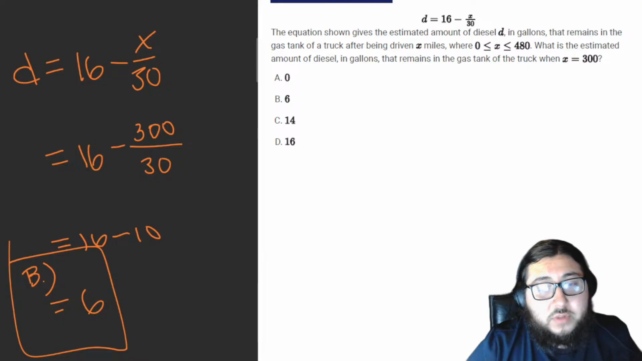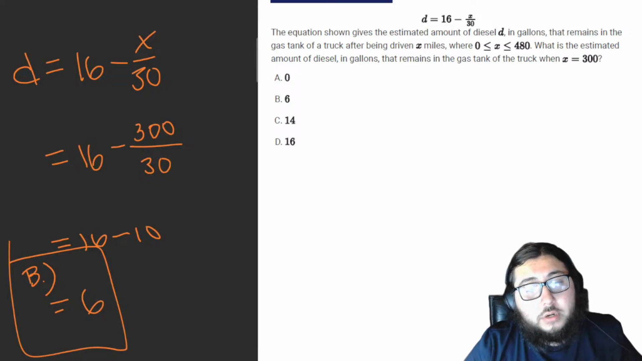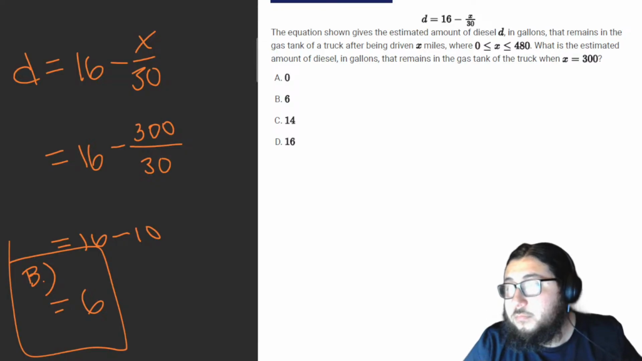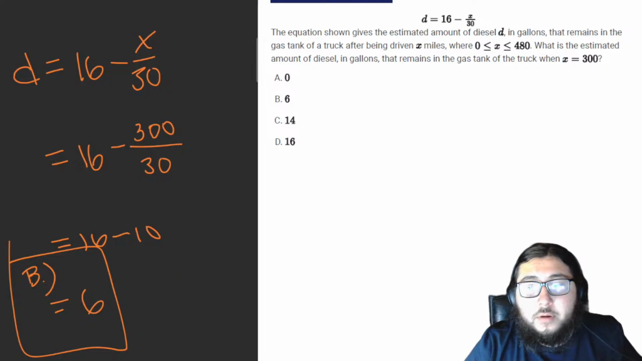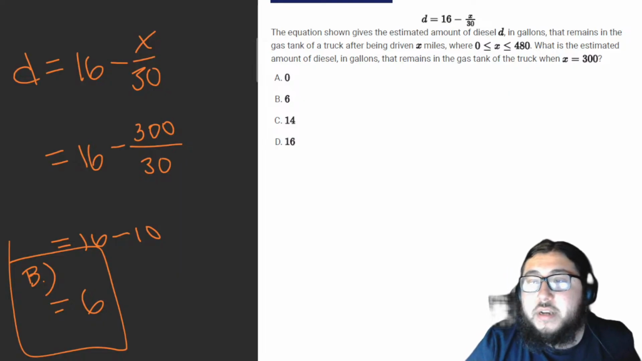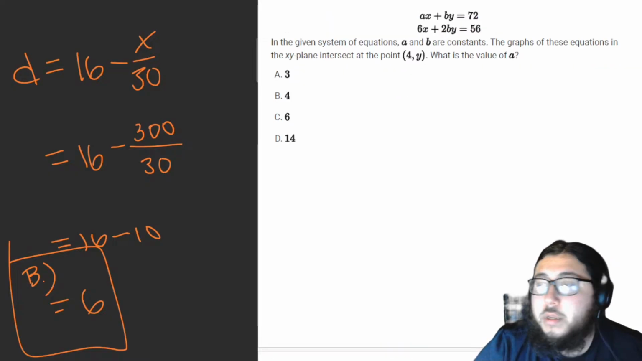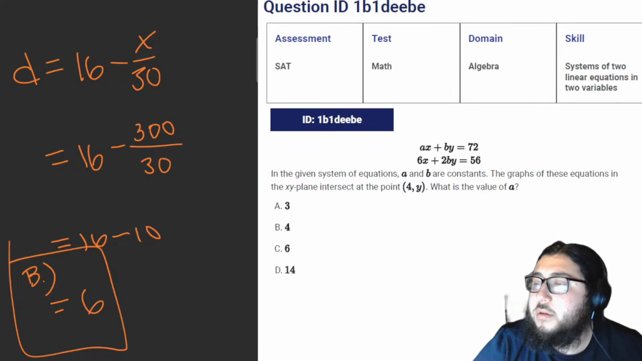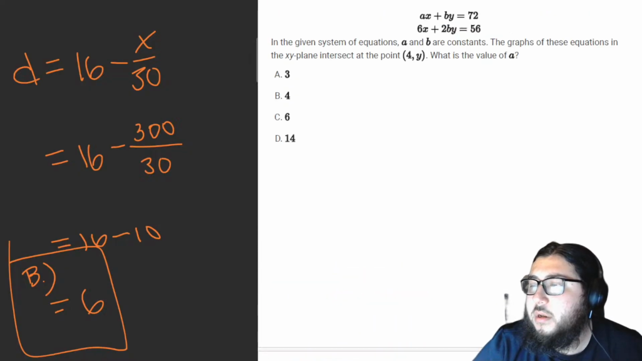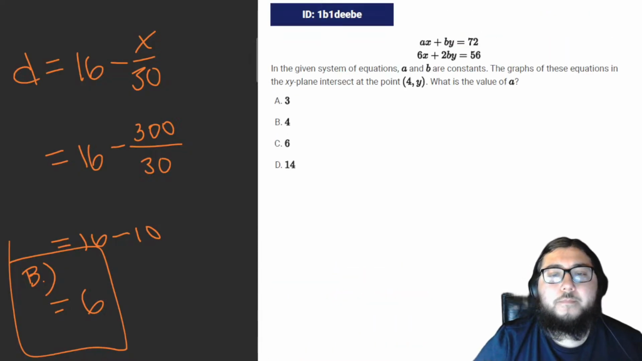I'll wait a sec for questions while I check the shared Dropbox. Nothing so far. So we'll move on to the next question. Does this say how difficult it is? No, it doesn't. All right, that's okay.